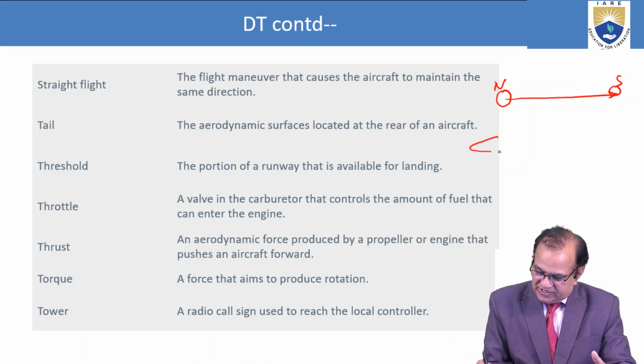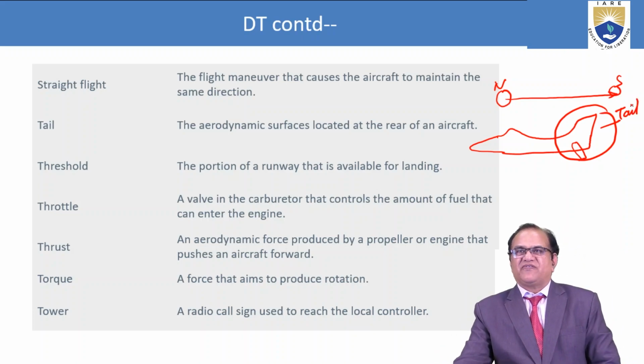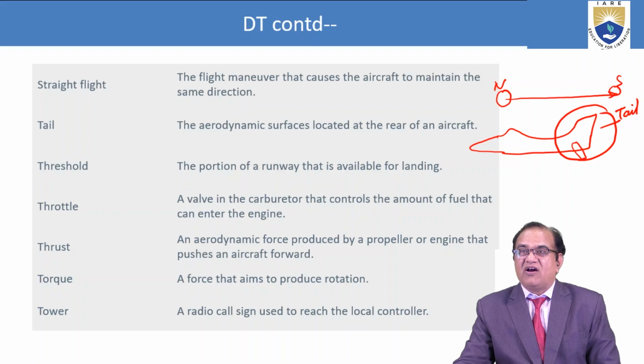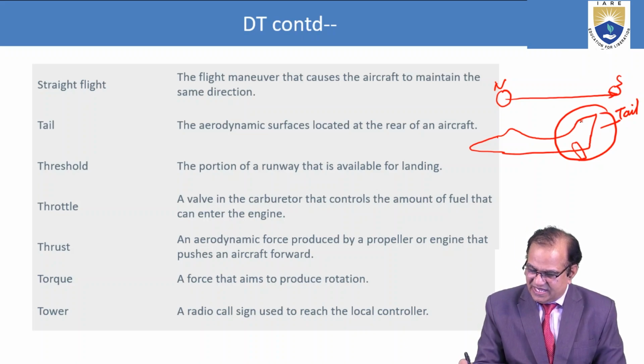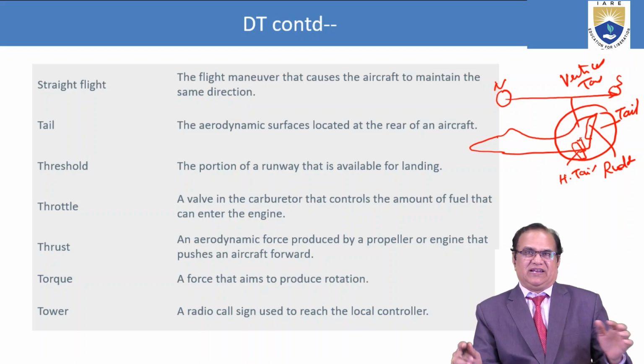Tail: the aerodynamic surface located at the rear of the aircraft. So if this is your nose, this is your tail. This area is called the tail. These surfaces may be the rudder and elevator. This is the horizontal tail. This is the vertical tail. This is the rudder. And this whole portion is called the tail.